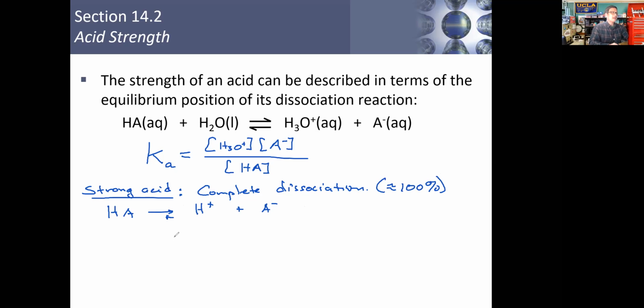So if that is the case, let's go ahead and use our law of mass action expression to interpret this. For strong acids, can you imagine that the product side here would be favored? It would be much bigger than the reactant side, which means the numerator here will be much greater than the denominator. Therefore, when we talk about strong acids, we expect them to have a Ka that is large. Large Ka.